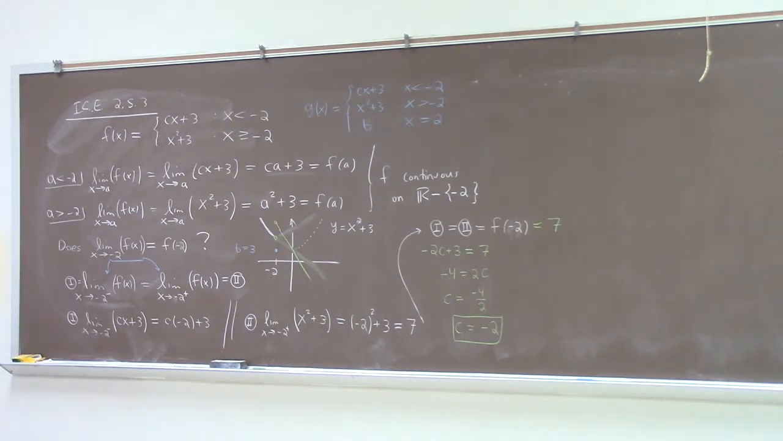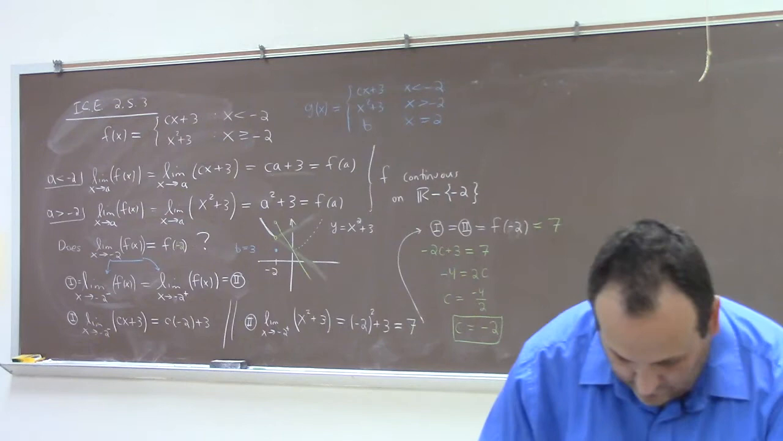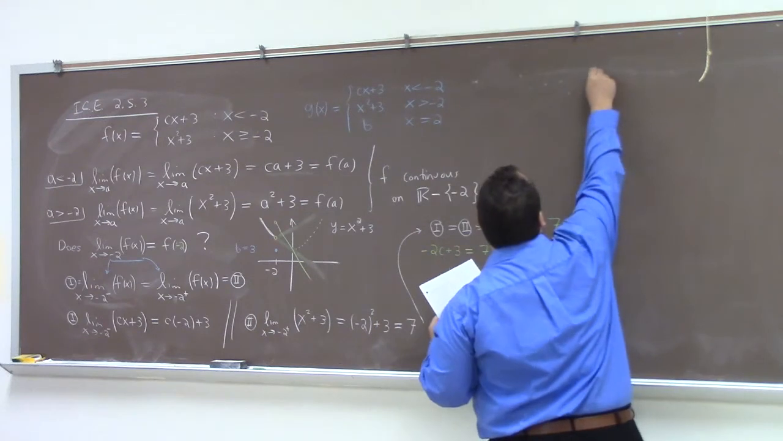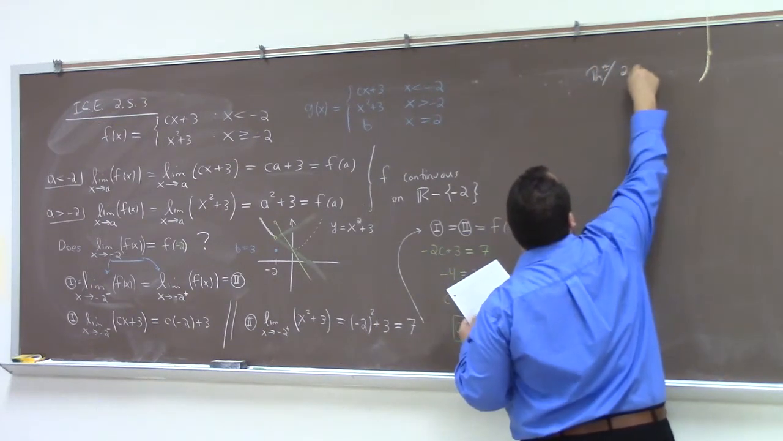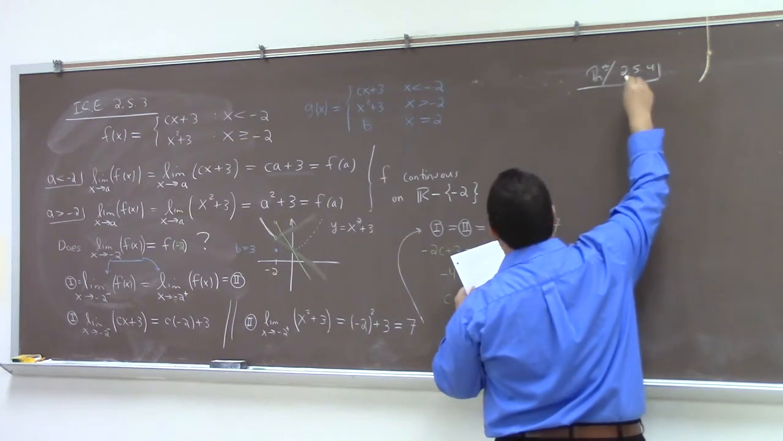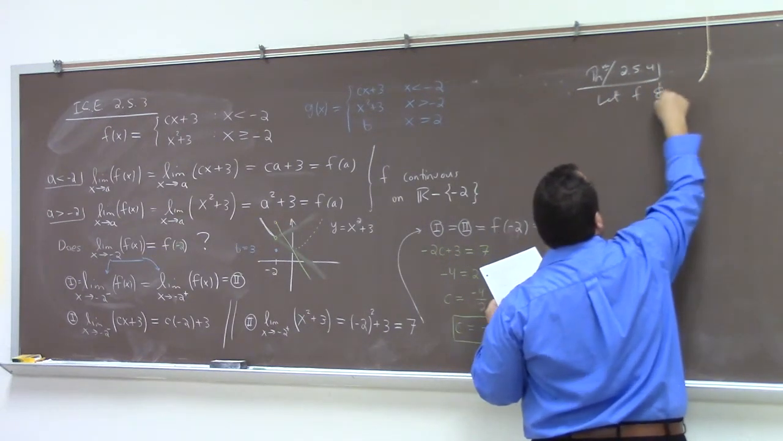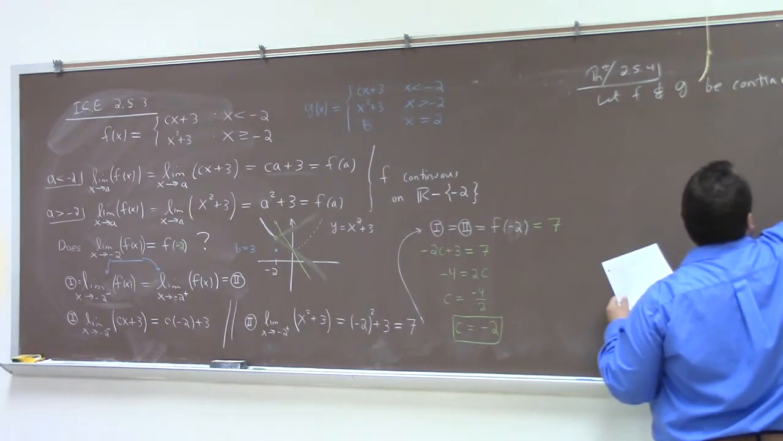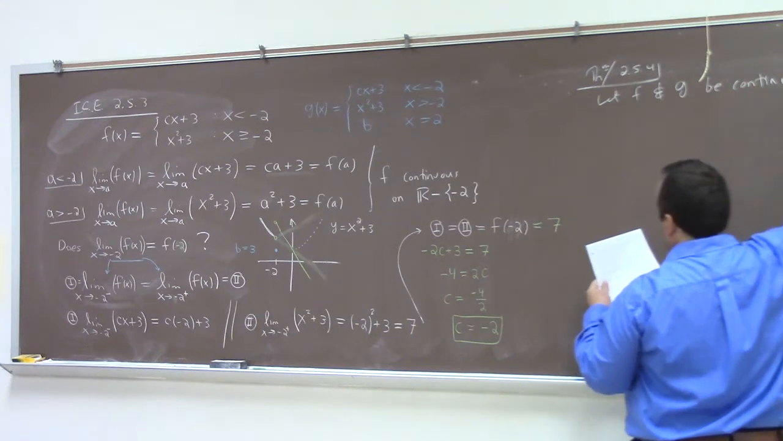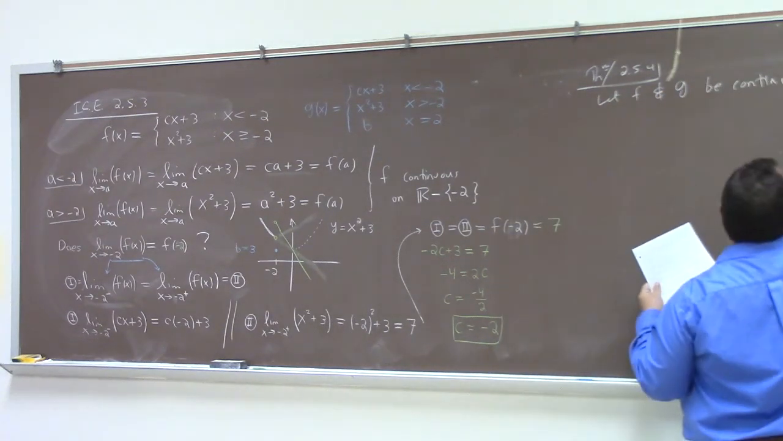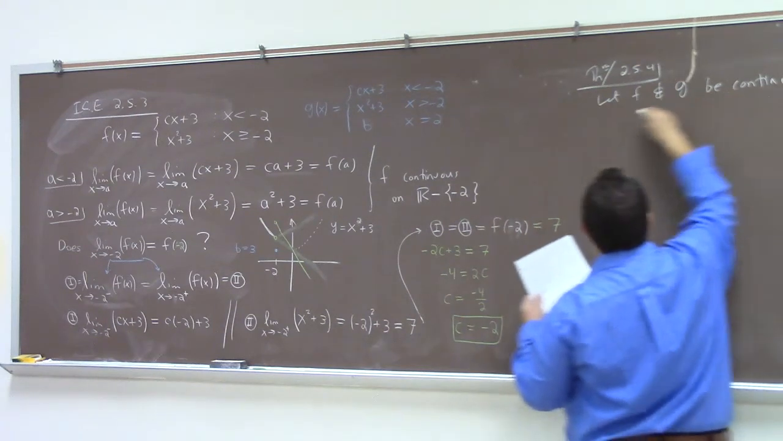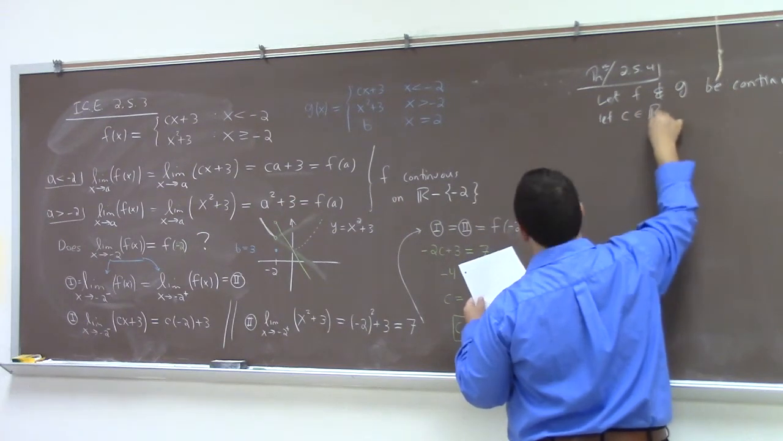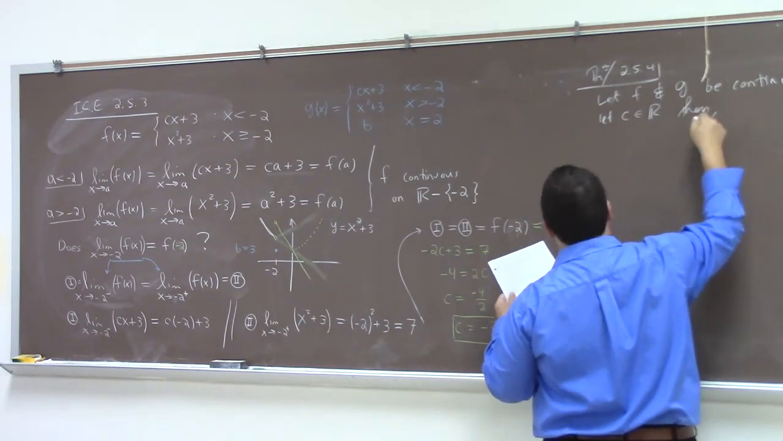Okay, let's move on here. So theorem 2.5.4, we have: let f and g be continuous at, let's say, x equals a. All right, I usually just say at a. And let c be a real number. All right, then we get the following.